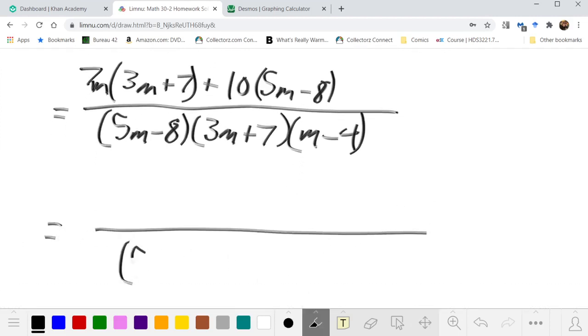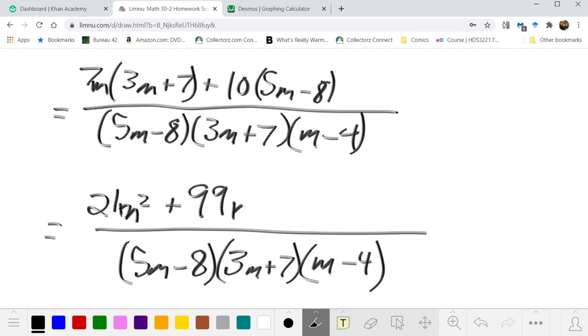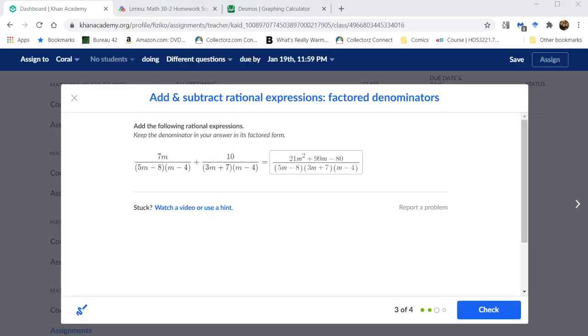And now we are going to multiply through. We will have the 5m minus 8, 3m plus 7, and m minus 4 terms here. Now as we're multiplying, we're only going to have one m squared term. That's probably 7m times 3m. We're going to have a 49m here and a 50m here, which gives us a 99m linear term. And our only constant comes from the second multiplication. That's a minus 80, which we copy over, double check for accuracy, and submit.